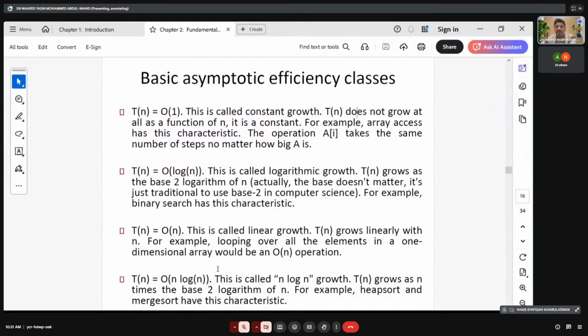Basic asymptotic efficiency classes. T(n) equals O(1). This is called constant growth. T(n) does not grow at all as a function of n. It is constant. For example, array access has this characteristic. The operation A[i] takes the same number of steps no matter how big A is.